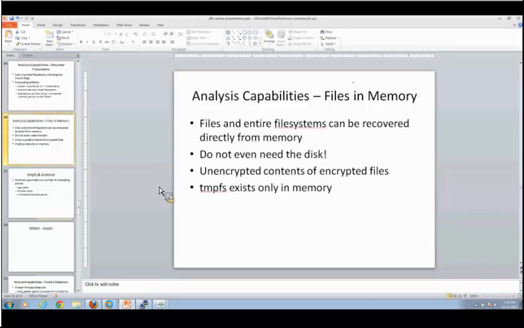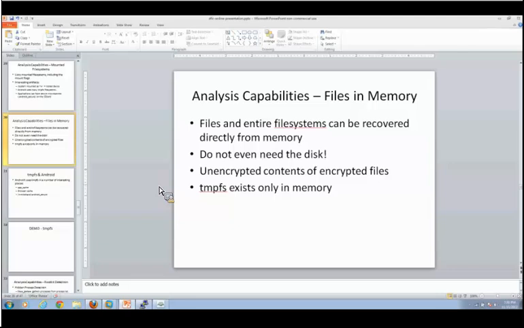The other thing we can do, which is related, is files and entire file systems can be recovered directly from memory. And we're going to look at this in a second. But even without the disk, if you have your memory capture, you can recover a large majority of the files, depending how big the disk is and what files are being read and what files are actually in memory. So for many investigations, if I'm looking at something particularly IR related, you don't even need the disk. You can just pull the files out of memory.